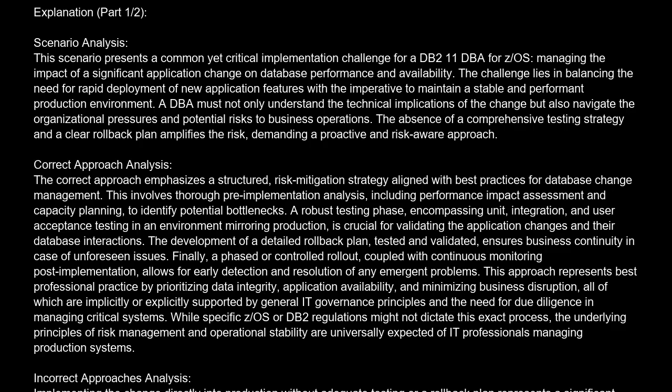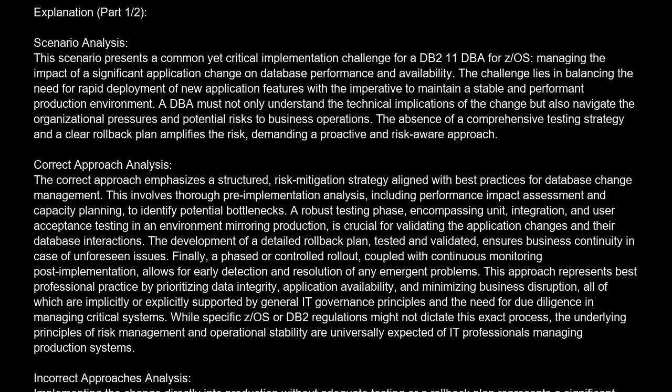Explanation. Scenario analysis. This scenario presents a common yet critical implementation challenge for a DB2 DBA for z/OS, managing the impact of a significant application change on database performance and availability. The challenge lies in balancing the need for rapid deployment of new application features with the imperative to maintain a stable and performant production environment. A DBA must not only understand the technical implications of the change, but also navigate the organizational pressures and potential risks to business operations. The absence of a comprehensive testing strategy and a clear rollback plan amplifies the risk, demanding a proactive and risk-aware approach.